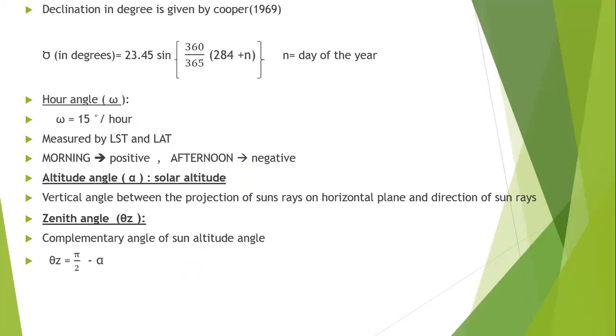So declination in degrees can be calculated by the equation given by Cooper in 1969. So declination in degrees is equal to 23.